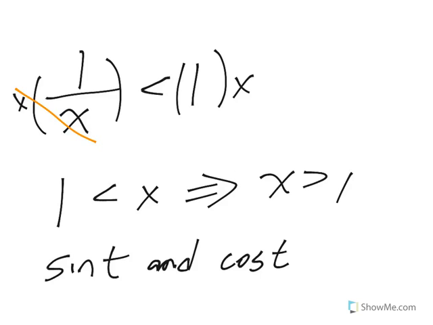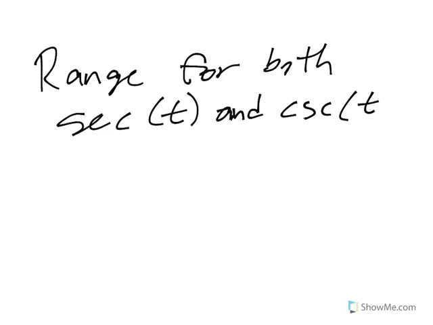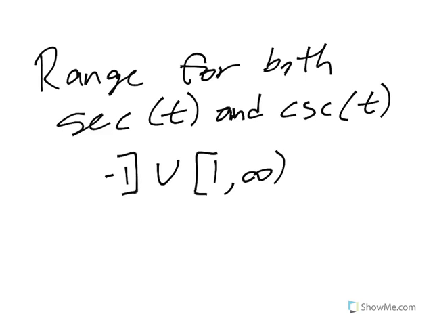I'll put all this together, and the range for both secant t and also cosecant t is anything greater than 1 or anything less than -1.